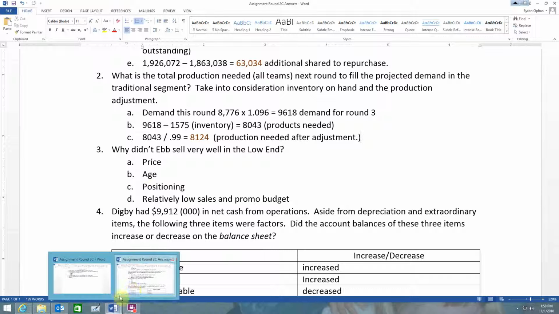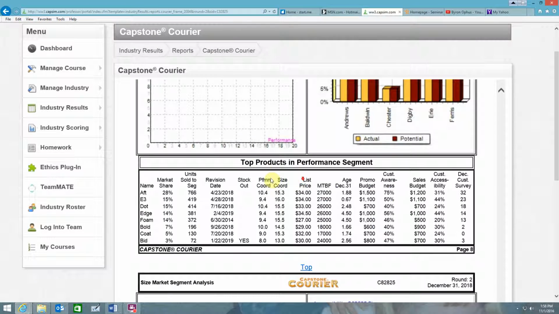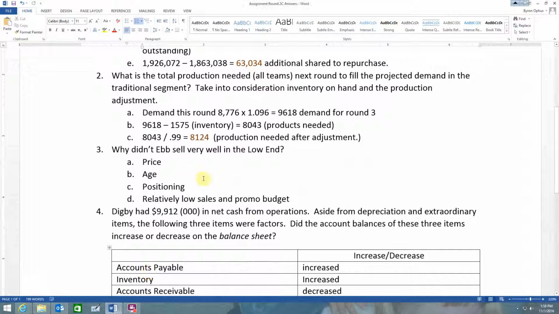Positioning. You know, Ebb, oops, I'm sorry, get back here. I'm going to go look at the big perceptual map. Ebb's back here. It's nowhere near the ideal. They actually spent money moving it backward. It seems a little bit odd. But it's back there, and so the positioning's just not what the market's looking for.